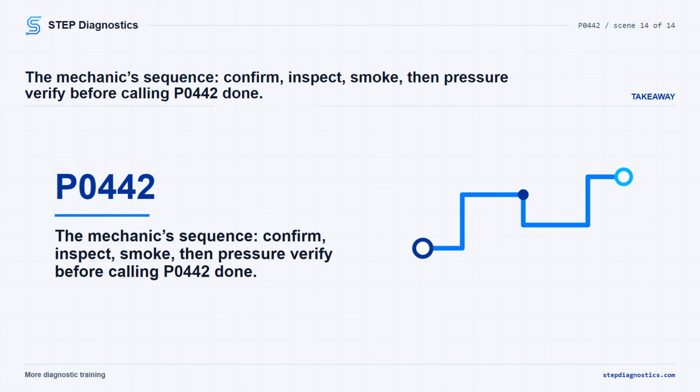The key with P0442 is to avoid jumping straight to parts. Confirm the fault, inspect the common sealing and hose areas, use smoke to find the leak, and use the pressure test to verify the repair and confirm the code stays gone.